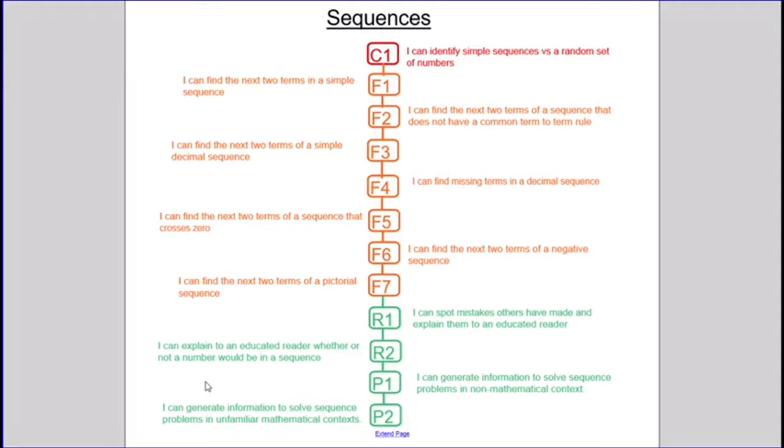So as you can see, this is the sequences unit that we'll be studying. It starts off with C1. Then we've got a lot of fluency outcomes starting from F1 all the way up to F7. Then we've got our reasoning topics, R1 and R2, and finally, our problem solving, P1 and P2. Now give yourself a couple of minutes to pause and read over the outcomes in this unit and familiarize yourself with what we'll be covering in this unit as well.